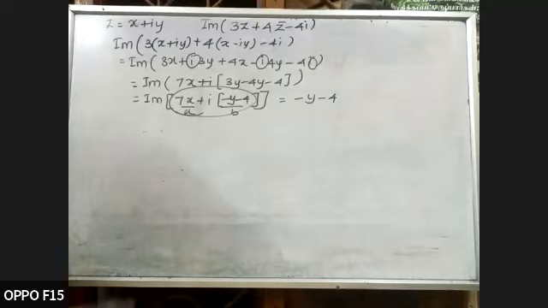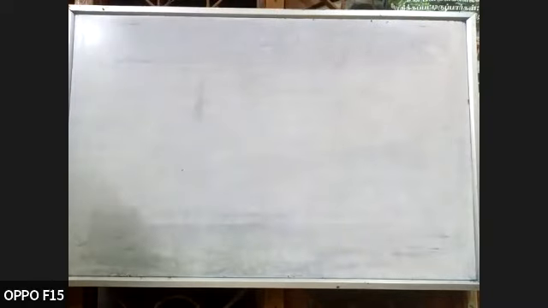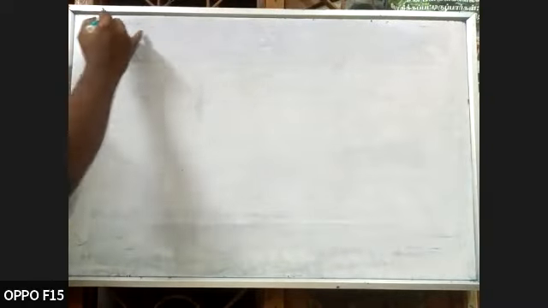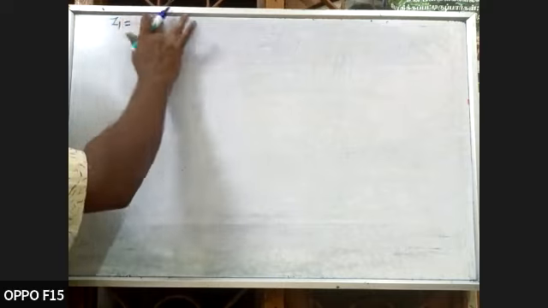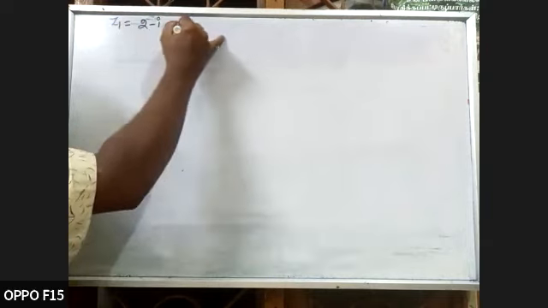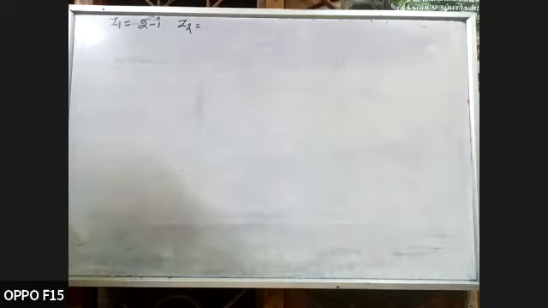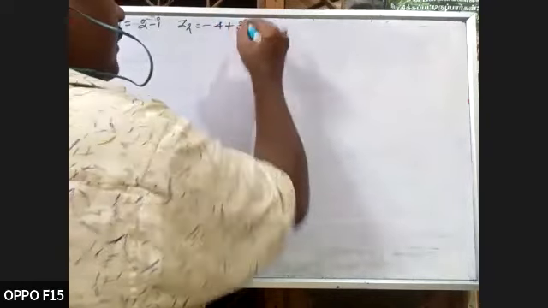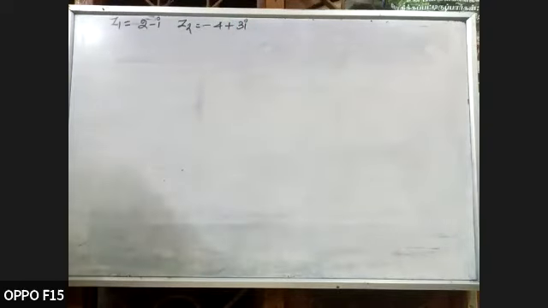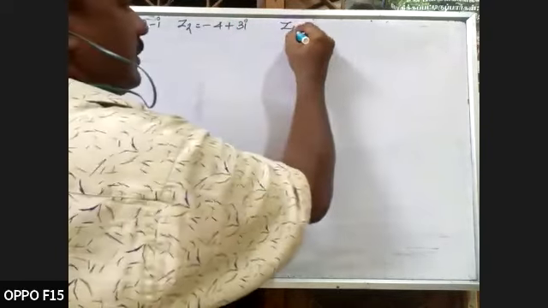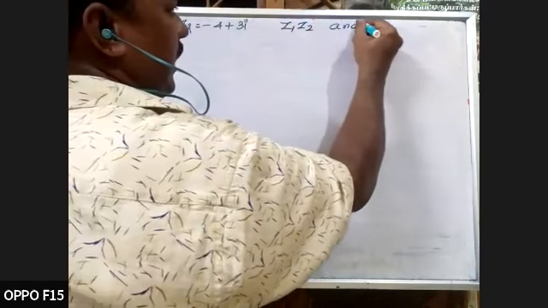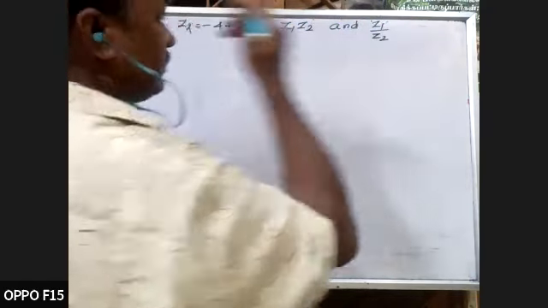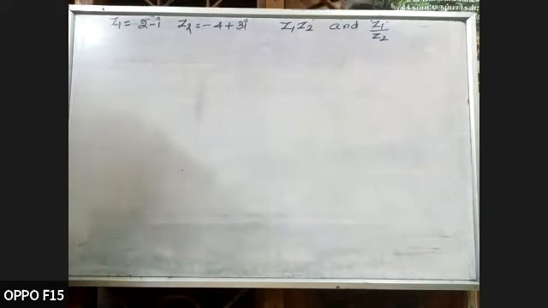Next problem. If Z1 is equal to 2 minus i and Z2 is equal to minus 4 plus 3i, find the inverse of Z1 Z2 and Z1 by Z2.